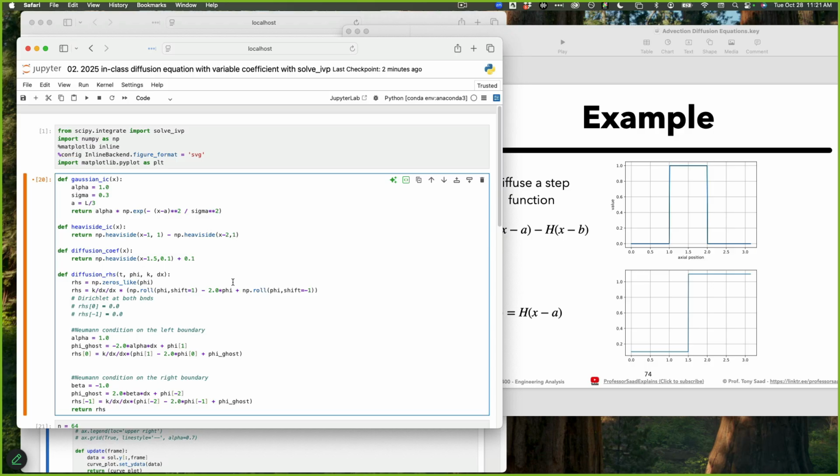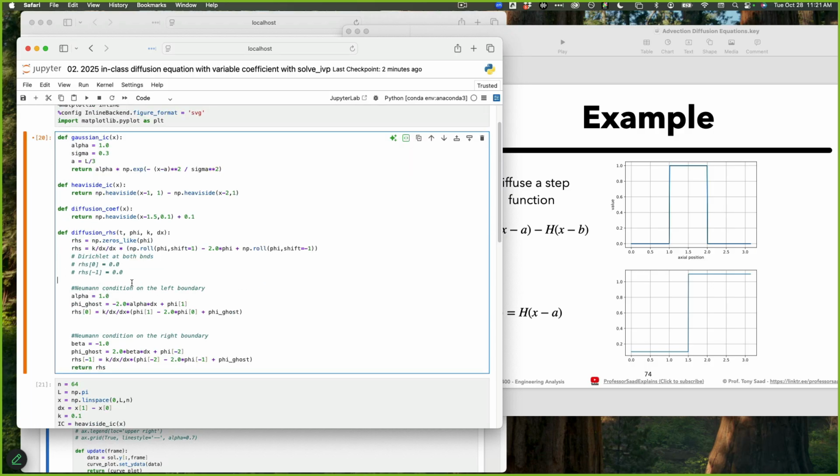Okay, now I'm going to comment out the Neumann conditions. I don't want to worry about that, and I'm going to uncomment this, but let's go ahead now and implement this with the variable diffusion coefficient. Okay, so let me see.